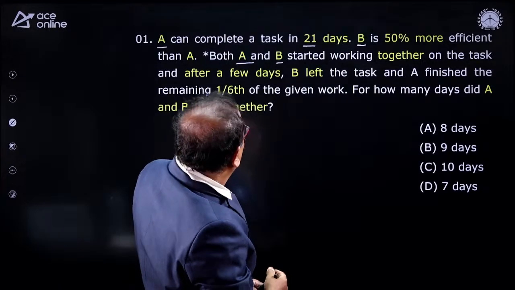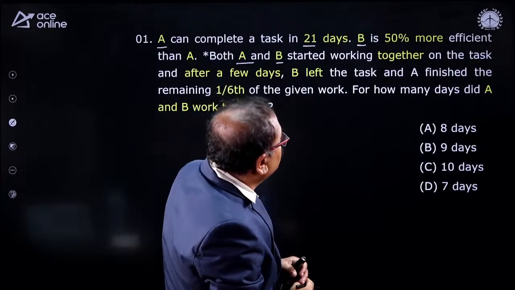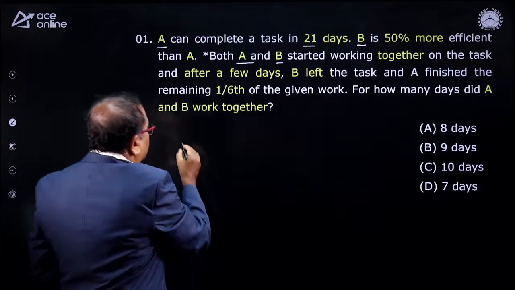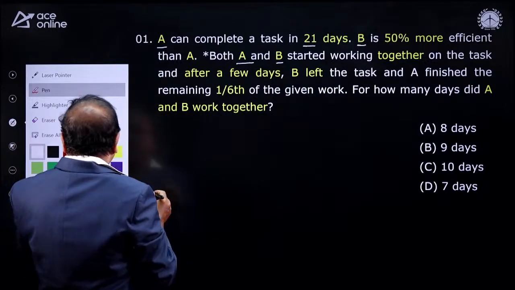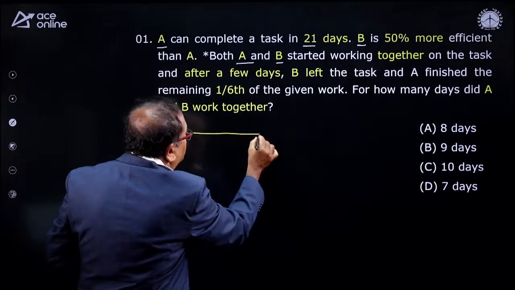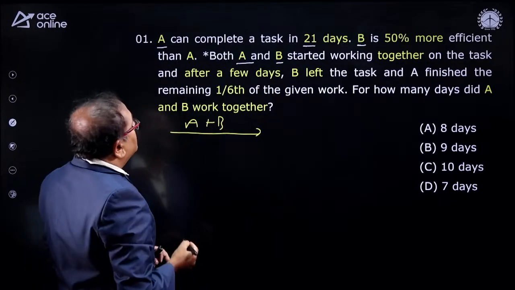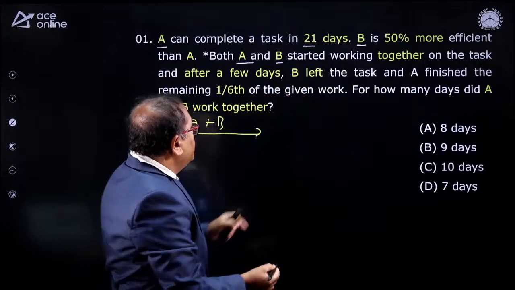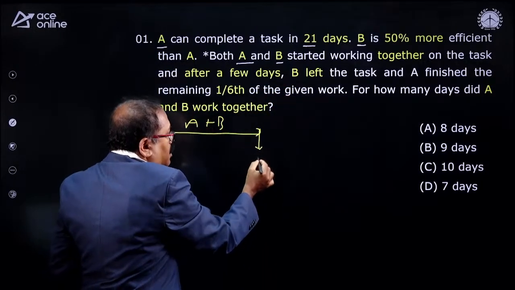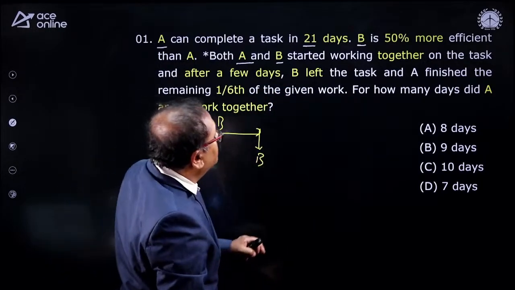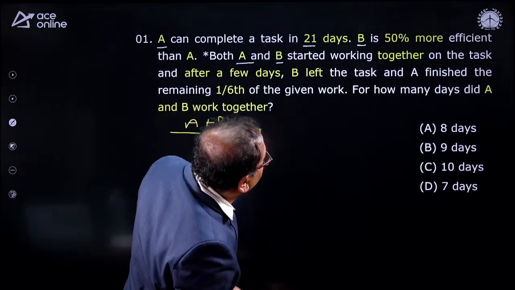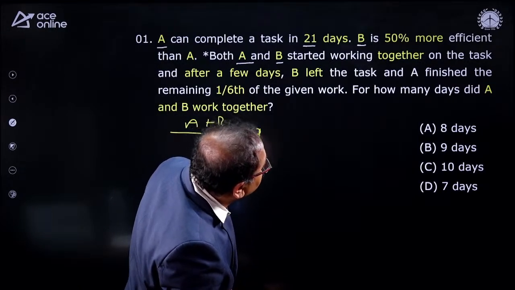What it is said? Both A and B started working together on the task. So the situation is given something like this. A and B together started the work, A plus B. After a few days, B left the group, and the task was finished.